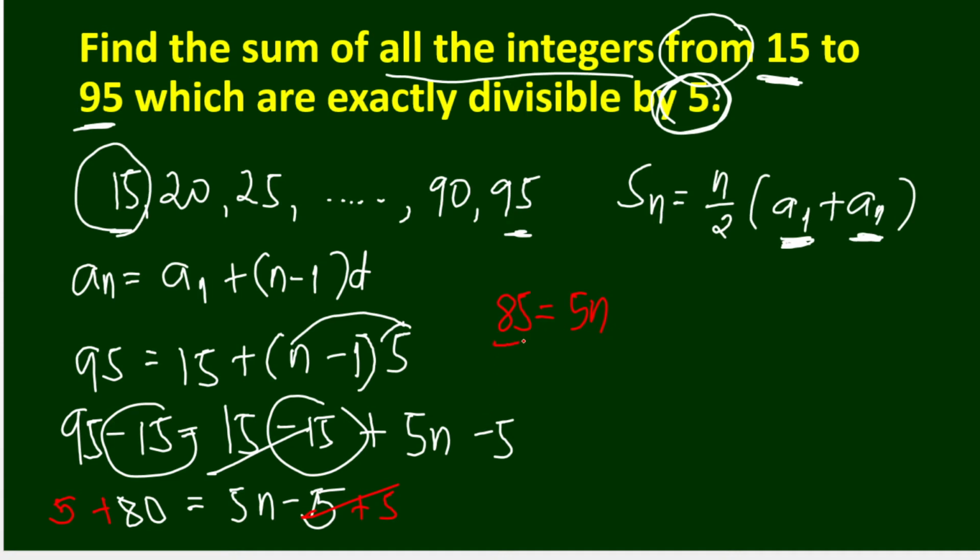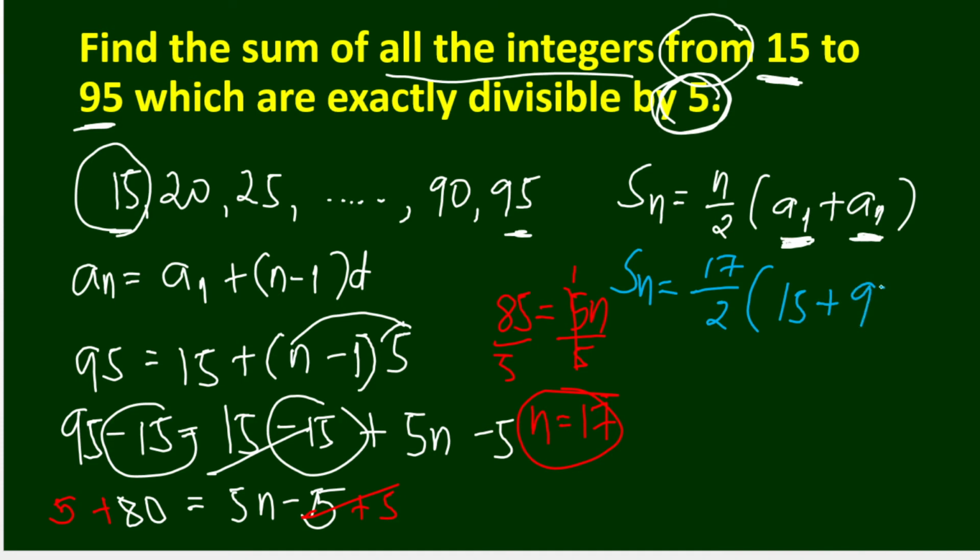So next na gagawin natin is i-divide natin to both sides by 5. So which this is equal to 1. So 85 divided by 5 is equal to 17. So ang n natin will be 17. Since alam na natin yung n, pwede na natin ipalit doon. So we have here, palitan natin yung color lang ng ink natin. We have here S of n is equal to 17 divided by 2 times ang a of 1 natin is 15 plus 95.